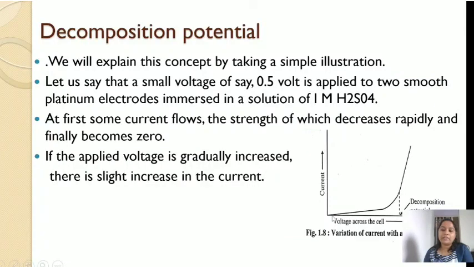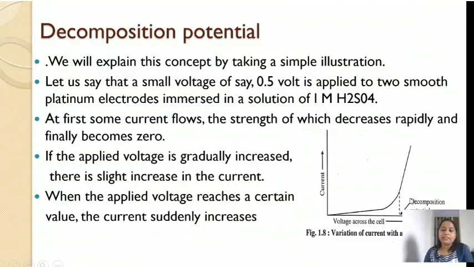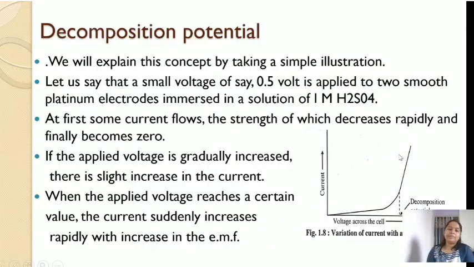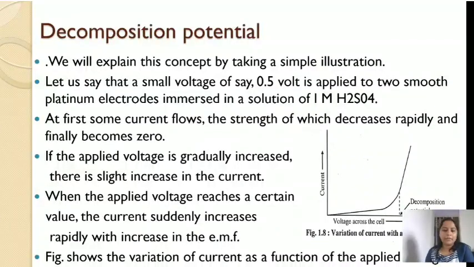If the applied voltage is gradually increased, there is a slight increase in the current, and when the applied voltage reaches a certain value, the current suddenly increases rapidly with the applied EMF. This figure shows the variation of current with applied voltage.